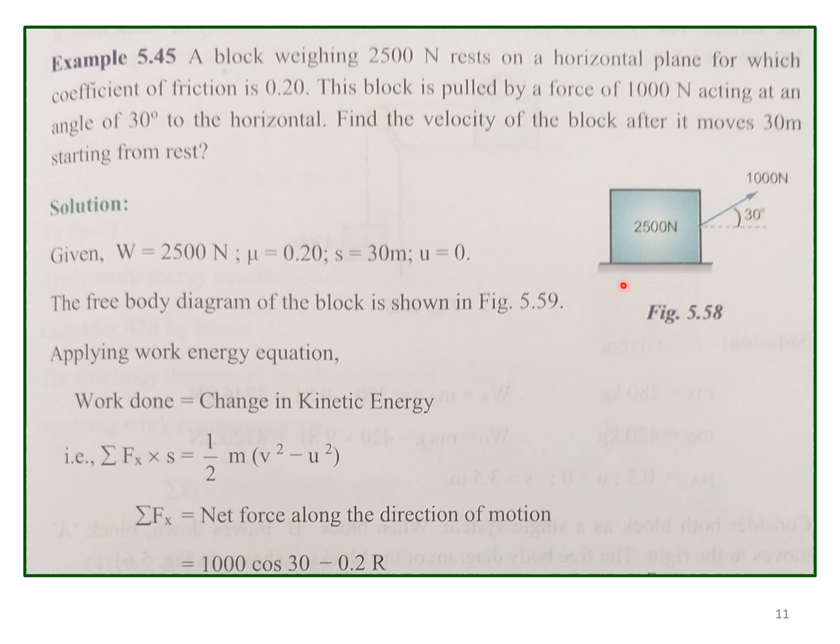So you have a block of weight 2500 Newton. Since it is resting on a horizontal plane, and since this plane is rough, the coefficient of friction is given as 0.2, and you have a 1000 Newton force acting at an angle of 30 degrees with respect to horizontal. You have to find the velocity of the block after it has moved 30 meters starting from rest. Here the initial velocity is 0 because the system starts from rest, therefore u is equal to 0. Now these are the data given in the problem.